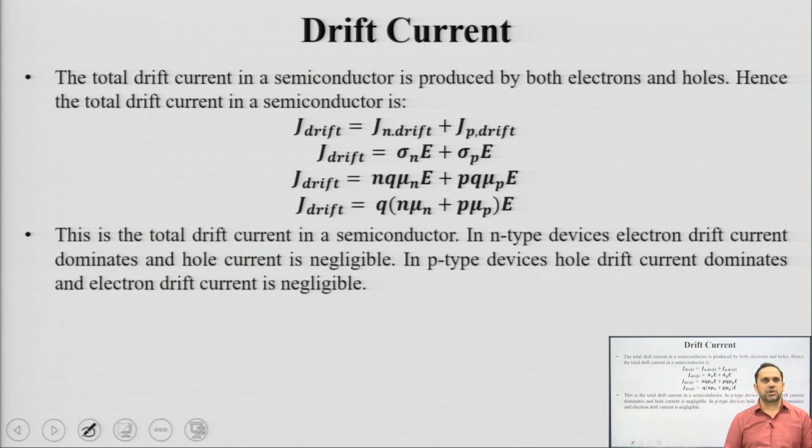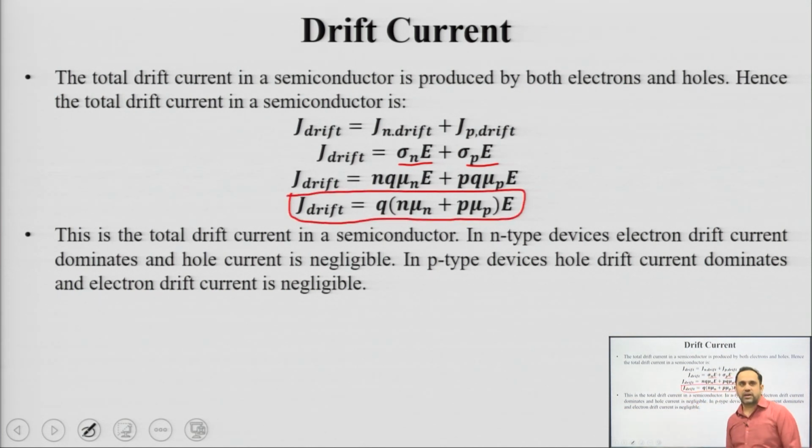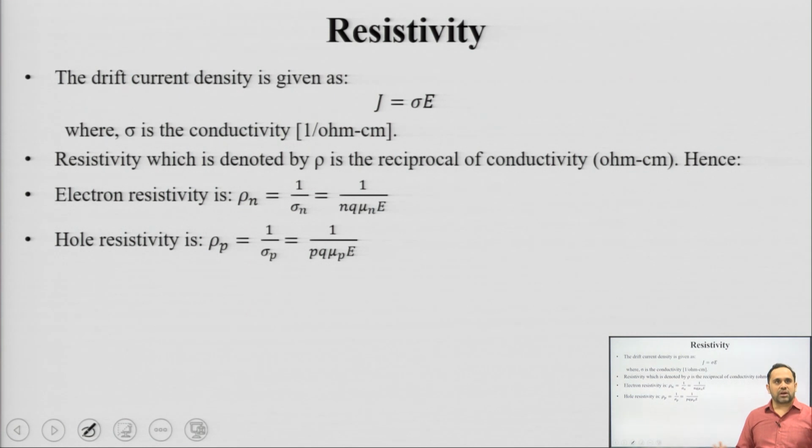If I combine these two equations, the total drift current in a semiconductor is produced by both electrons and holes. The electron drift current is sigma n E, hole drift current density is sigma p E, where sigma is n q mu n for electrons, p q mu p for holes. So, this is the total drift current in a semiconductor. In an n type device, obviously electron drift current will dominate, in a p type device the hole drift current is going to dominate. So, this is your complete drift current density, J equal to sigma E.